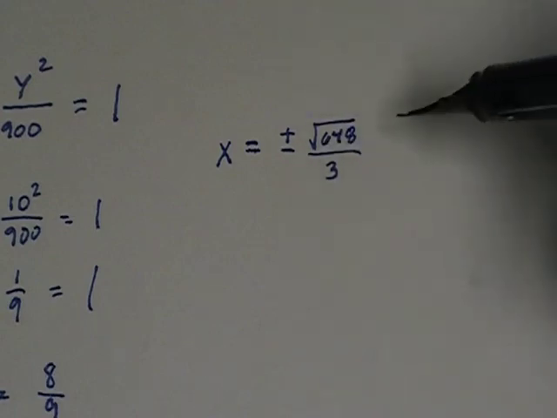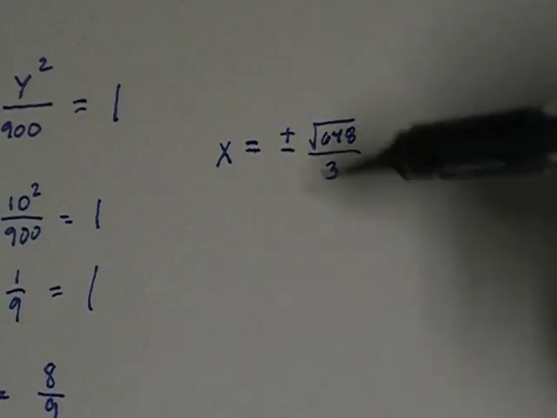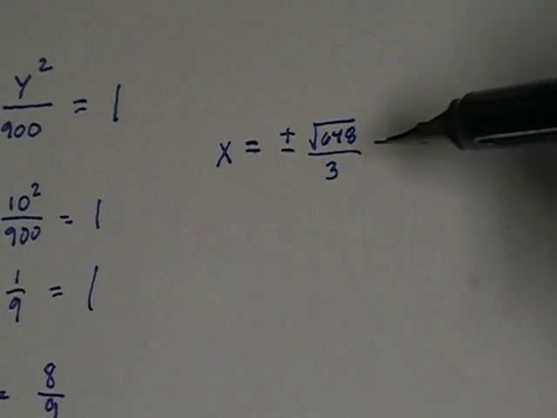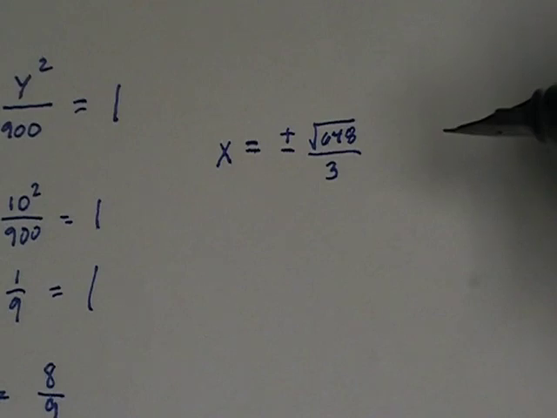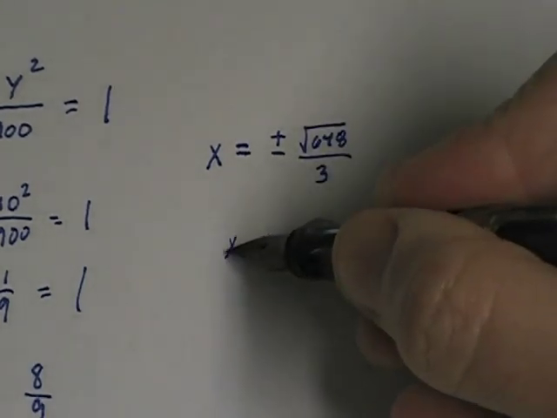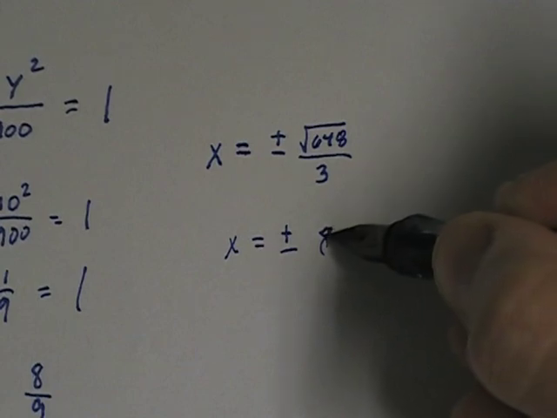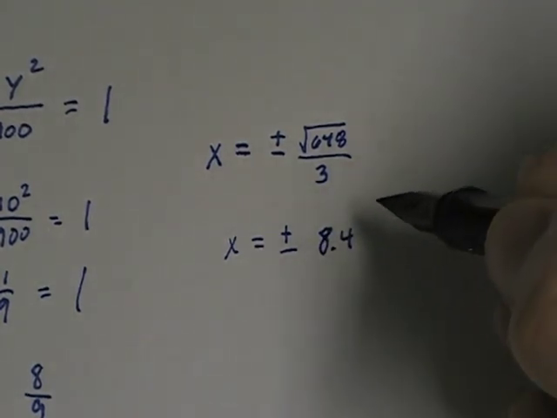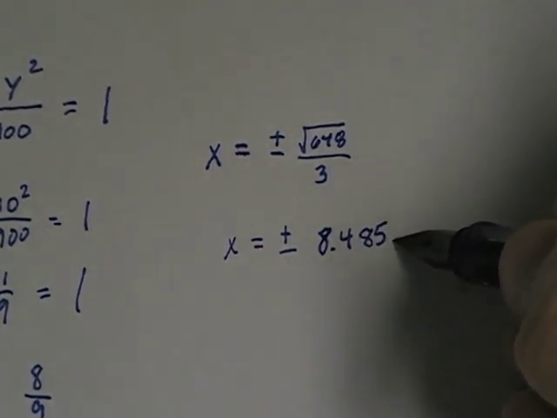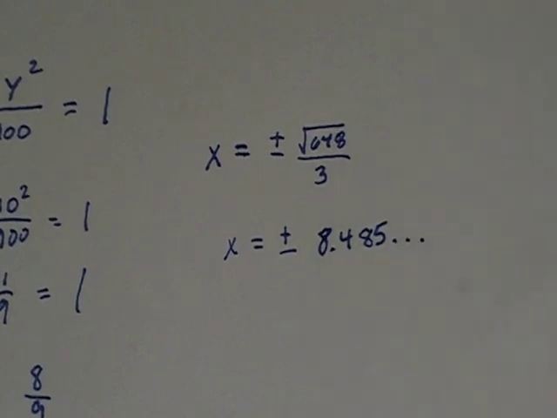And so if this comes out to a pretty number, or if you're wanting an exact value, it'll be something like this, or we'll try and reduce this radical. But I'm going to go ahead and take that decimal, that root 648, and divide it by 3. And I get x equals plus or minus 8.485, and there's more, but we'll stop there.